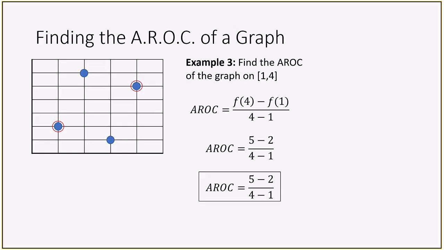So I apologize, I made a mistake. That answer should not be boxed. The correct answer for this slide is 1. Average rate of change is 1 for those 2 points.